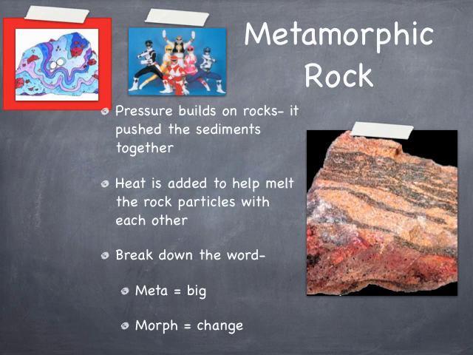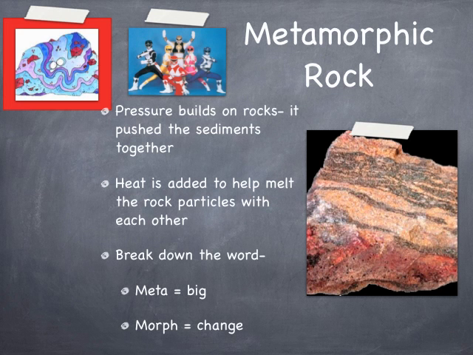So thinking about the squishy looking rock, this is a metamorphic rock, where the pressure has built up on these rocks so much that it's pushed the sediments down together. But heat was added. With sedimentary, it's just laying down in the pressure. With metamorphic, I have to add that heat. This helps melt the rock particles together and causes them to be a little bit stronger. The lines are a little less defined.